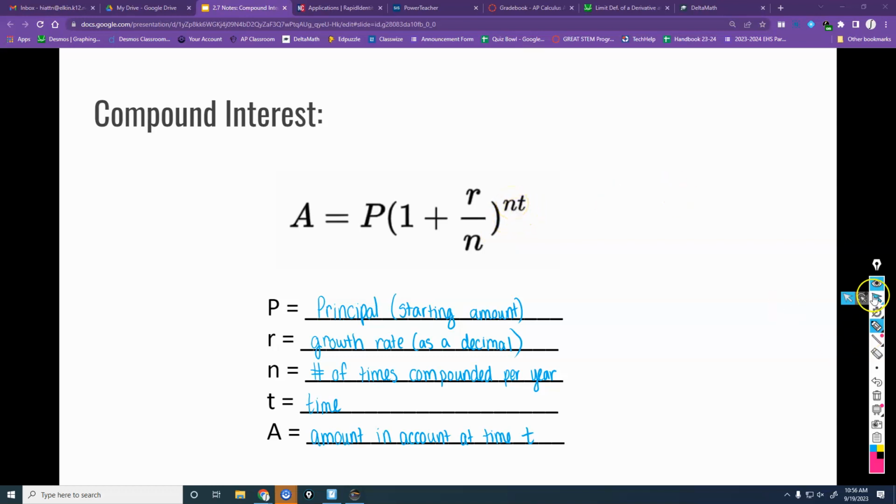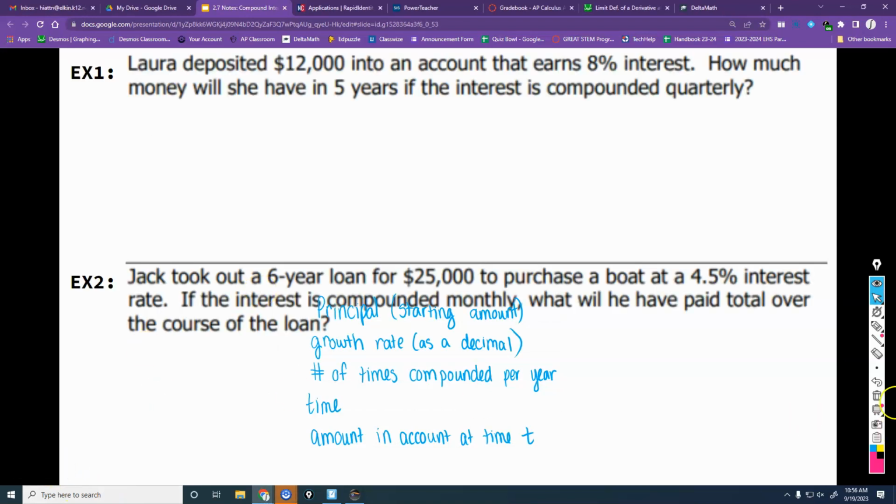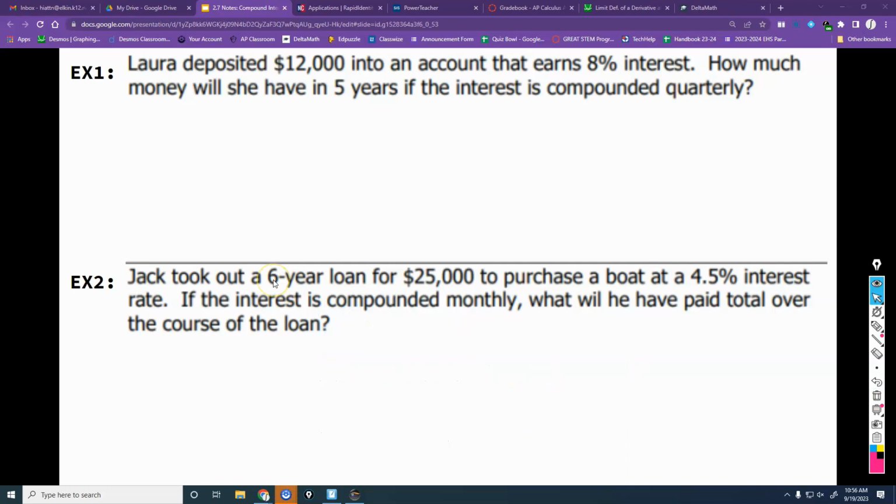Okay, so let's look at a problem for this. And this is some real life stuff, because if you go to a bank, a lot of times they do not compound interest annually. They usually compound it more frequently than once a year. So Laura deposited $12,000 into an account that earns 8% interest. Now, they really should, I didn't rewrite this problem, they really should tell you 8% annual interest. I am certain that's what it means. They are not going to give you 8% quarterly interest. If you find a bank that's giving that, put all of your money there, you're going to be rich. Right? So annual interest. How much money will she have in 5 years if that interest is compounded quarterly?